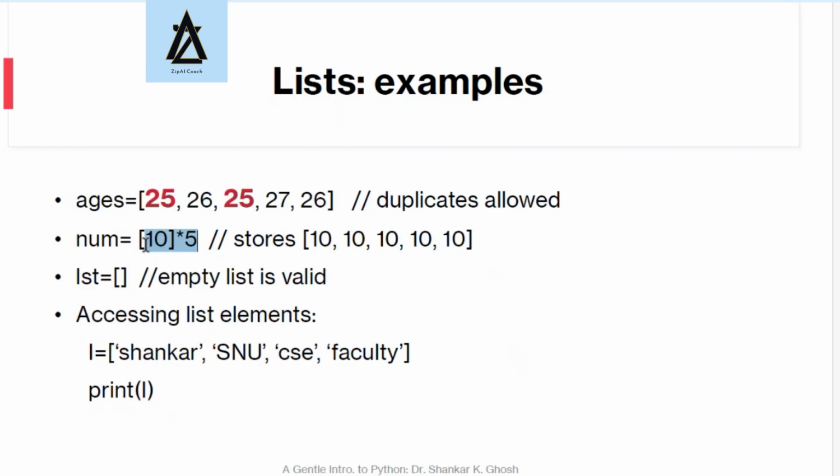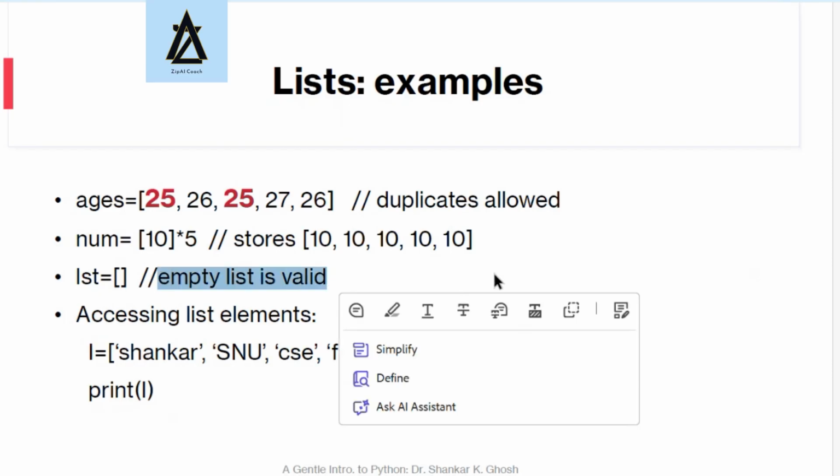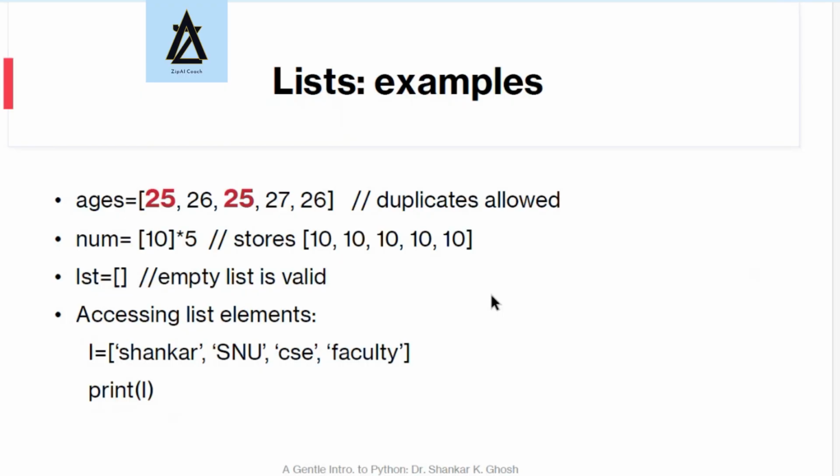If you write 10 star 5, it actually stores repeated items. So there is a lot of flexibility in defining the data set, right? If you just write this, an empty list is created and it is valid. Now, if you want to access the elements, if you just write the name of the list, then the entire list will be printed.